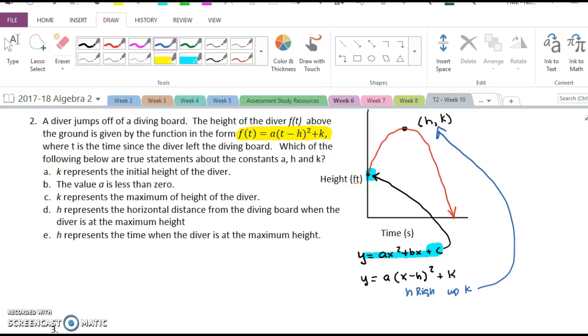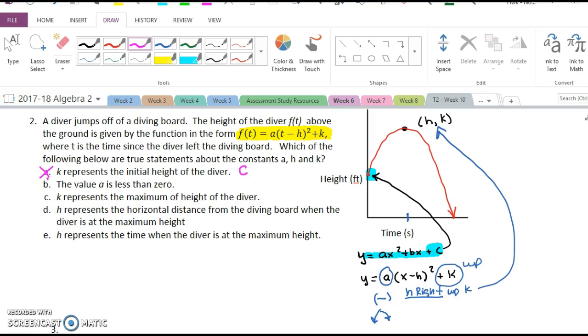So we can use that one to recognize that a has got to be a negative number because the quadratic is opening down, and that the top of the graph, its highest point, is up k, and we are h to the right. That's where the diver would be at their maximum. So that means A would not be correct, because the initial height of the diver would be c from the standard form equation. The value of A is less than 0.